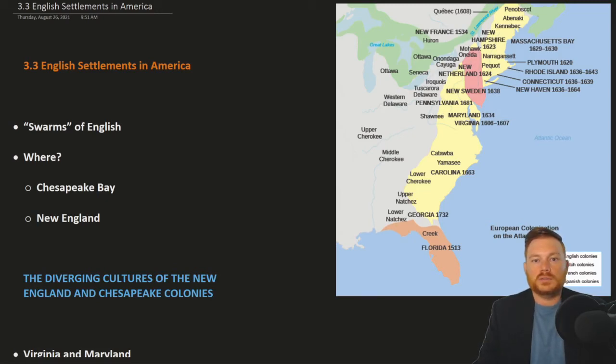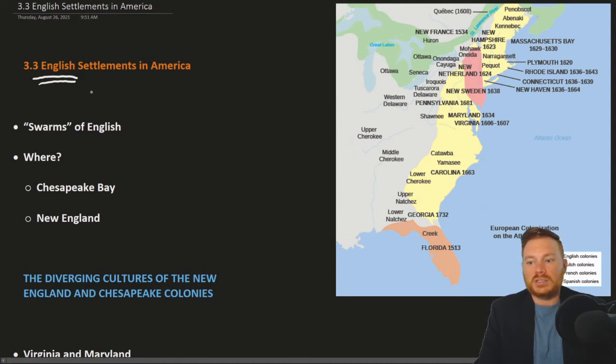All right, this is OpenStax U.S. History, Chapter 3, Section 3, English Settlements in America. Of all the sections in Chapter 3, this is the most important one. That is because we'll be talking in much greater detail about the English colonies. And of course, the English colonies are important because it's those colonies that end up becoming the United States.